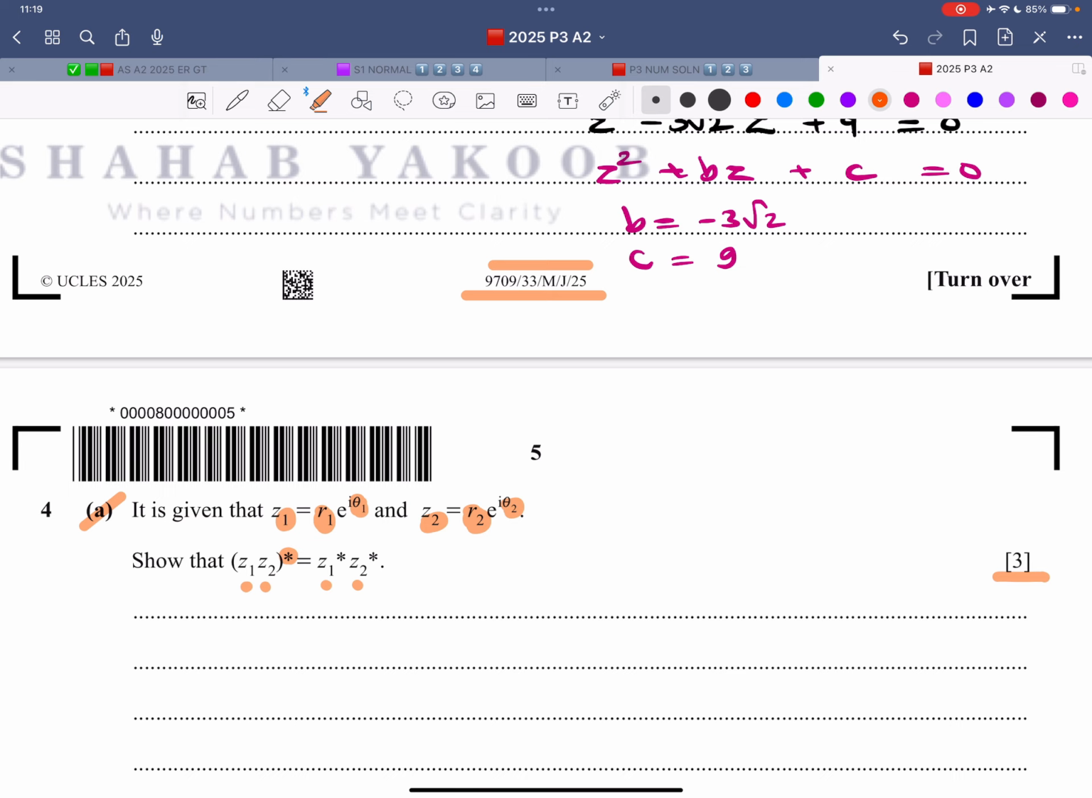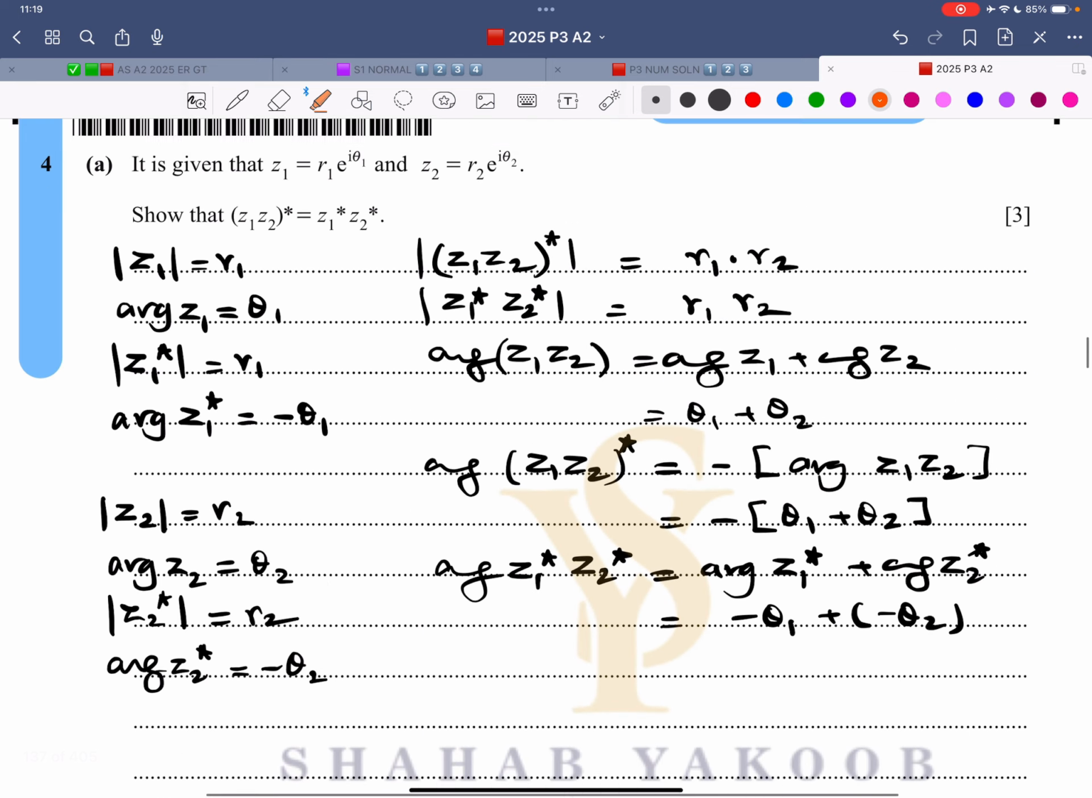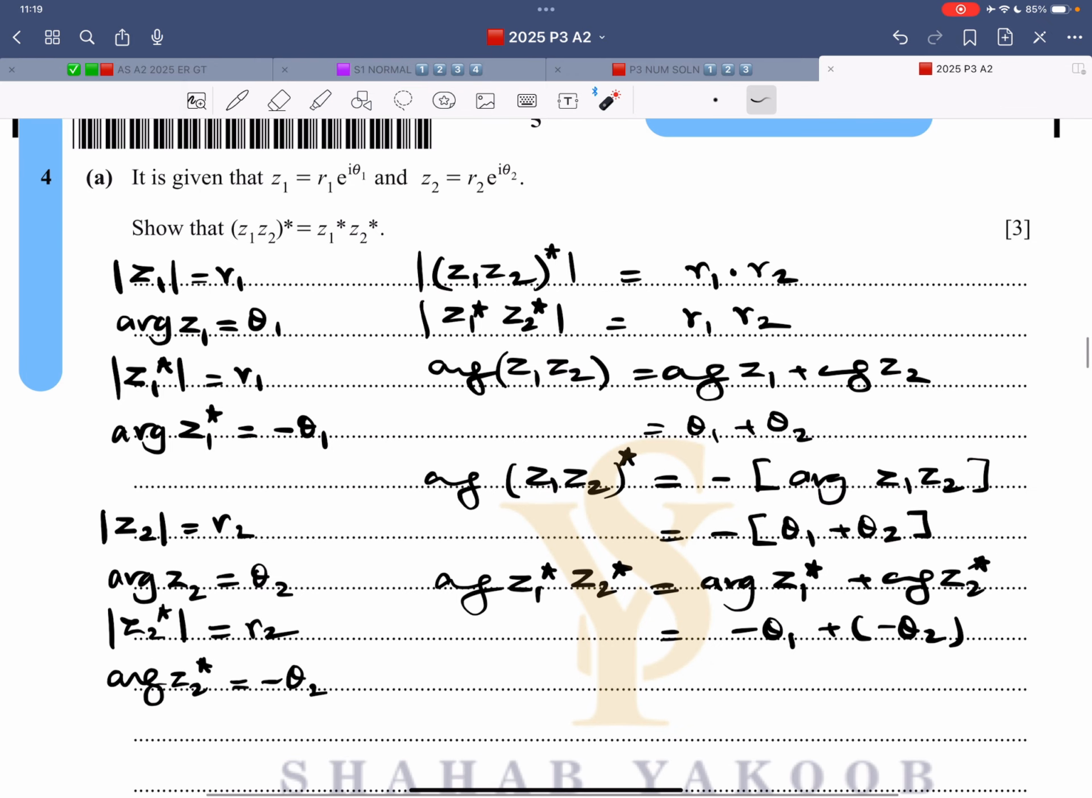So now this one, let's get started. It's upstairs. That's this one. So first of all, I'll write Z1 has a magnitude of R1. The argument of Z1 is theta 1. Z1 star will still have the same magnitude. So conjugate doesn't change the magnitude. But the argument of Z1 star will be negative. So the same thing with Z2.